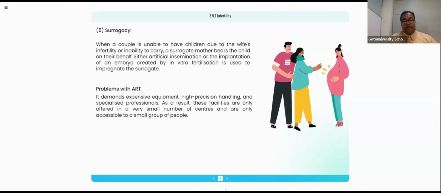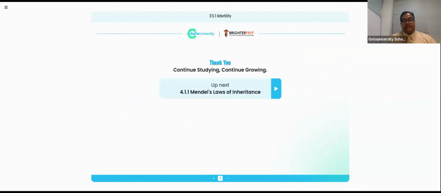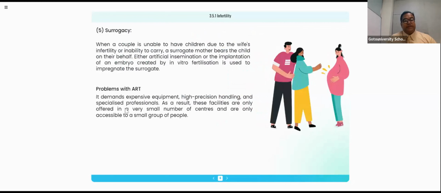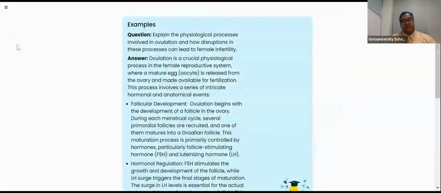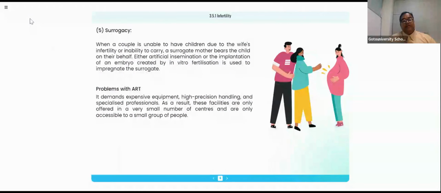Now we come to the next important segment, the worked examples. Explain the physiological process involved in ovulation. We need to say it hormone wise and enzyme wise, and give the proper narration of how the things are happening, right?